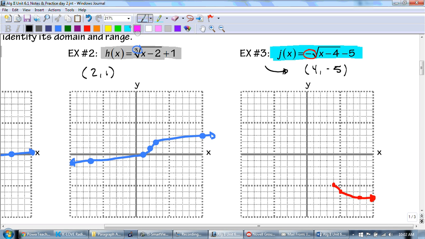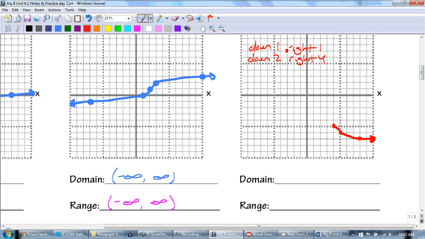Okay, so I'm going to write that down for this one because it's different. So we went down 1, right 1, down 2, right 4. Okay, that's our special one. Now, my range and domain are going to be different because I have a specific starting point and I need to look at my initial point for that. So my domain is 4 to infinity, and then my range, since I'm going down, I start at -infinity because it's low, and then I go to high, which is -5.